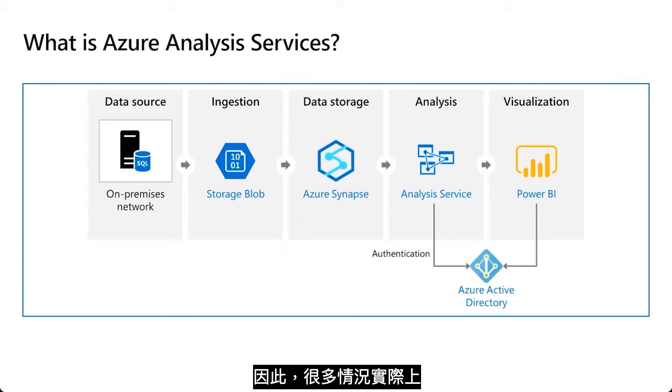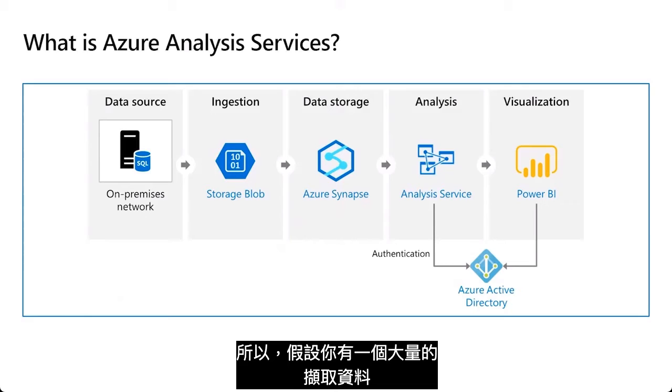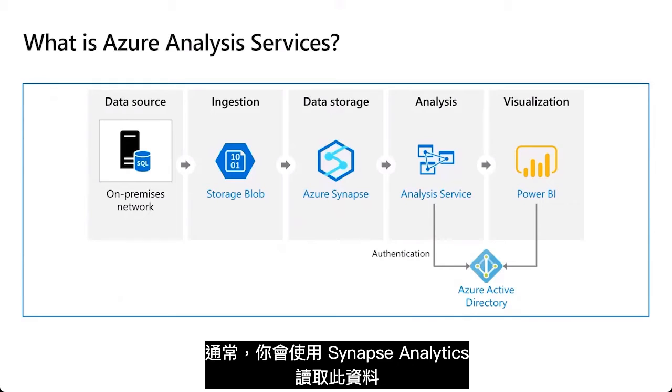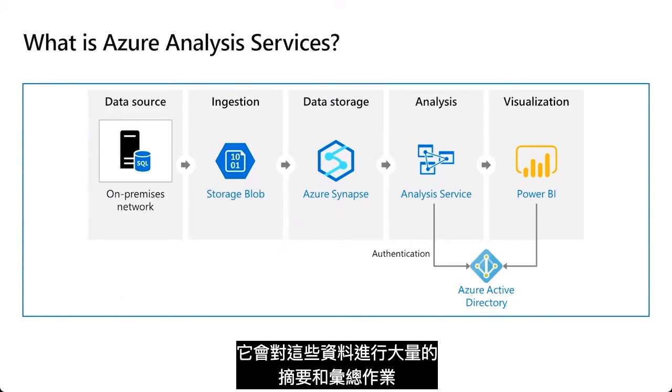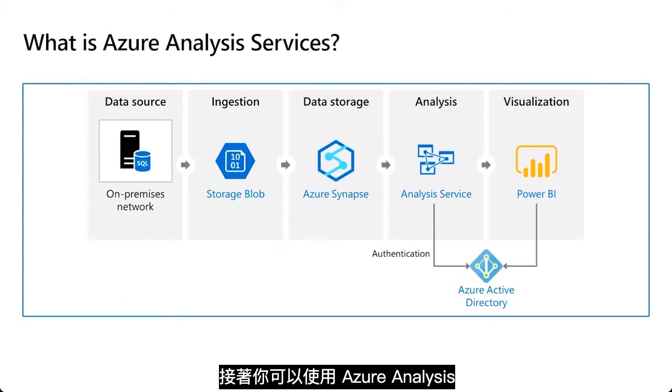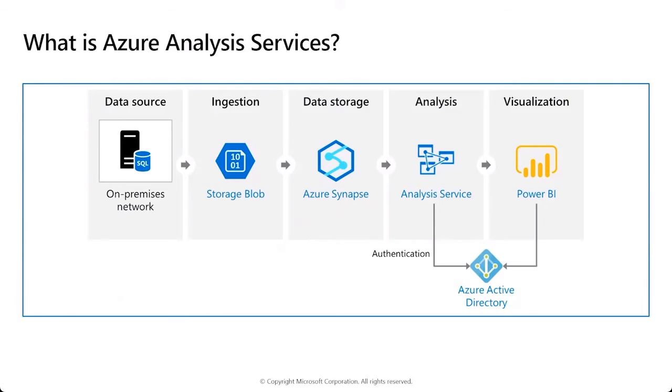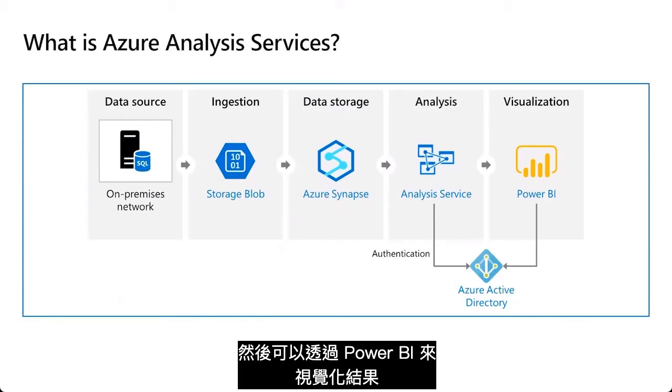A lot of scenarios actually benefit from combining the use of Synapse Analytics and Analysis Services together. Let's say you've got a large amount of ingested data that requires pre-processing. Typically you would use Synapse Analytics to read this data and manipulate it into a model that contains the business information rather than the large amount of raw data. Then you can use Analysis Services to investigate and drill down into some of these business models and information. The scalability of Synapse Analytics also gives it the ability to process terabytes of data into smaller, succinct data sets that summarize and aggregate a lot of this data, which you can then use Azure Analysis Services to perform that detailed interrogation of, and then you can visualize the results through Power BI.